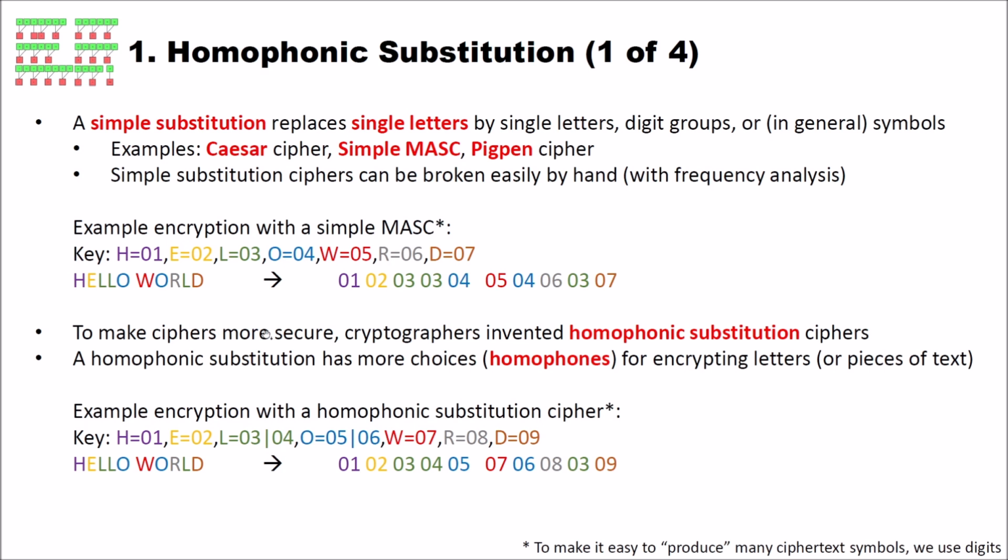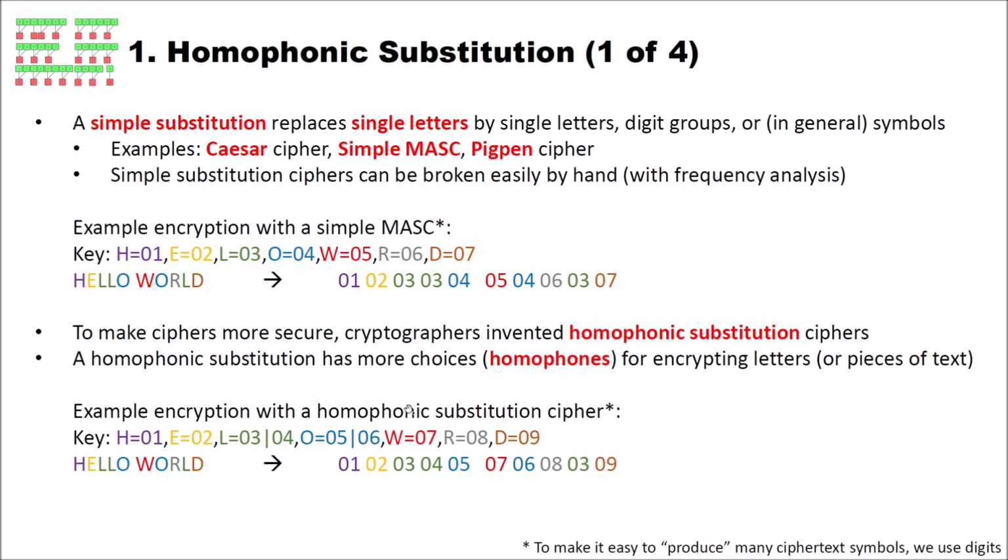To make ciphers more secure, cryptographers in the past invented the so-called homophonic substitution ciphers. A homophonic substitution cipher has more choices, and we call these choices homophones, for encrypting letters or pieces of text. An example encryption with a homophonic substitution cipher is like this. So we have again Hello World that we want to encrypt. And for some of the letters we have different homophones. For example, for the L we have the choice between 03 and 04. And for the O we also have a choice. We have 05 and 06.